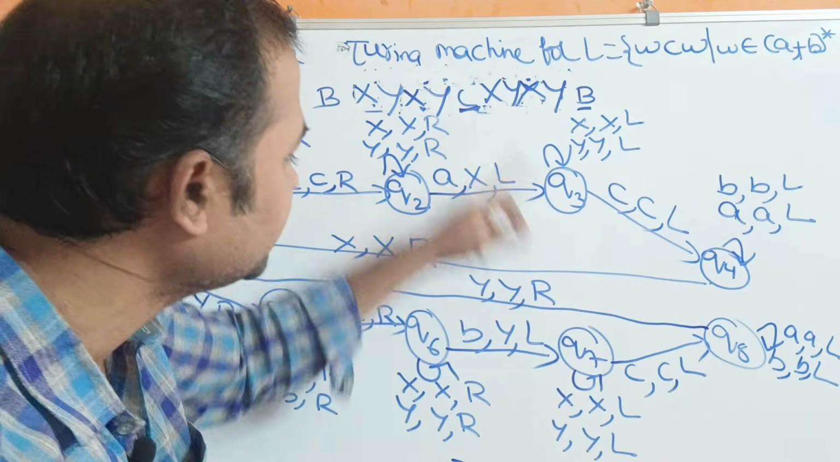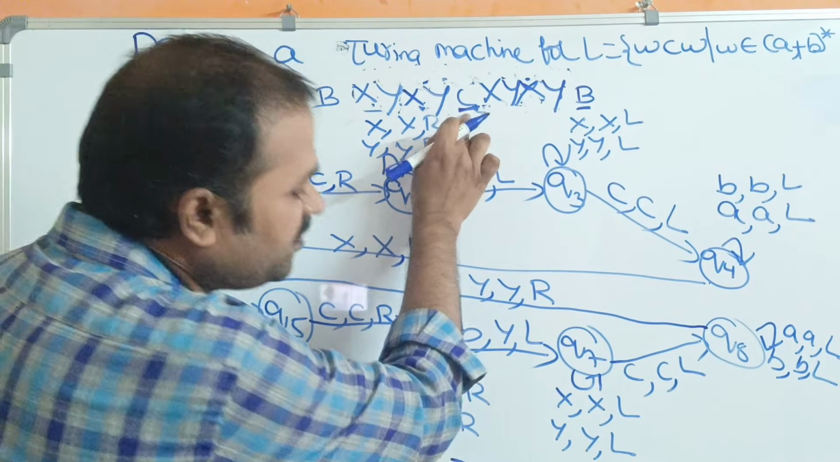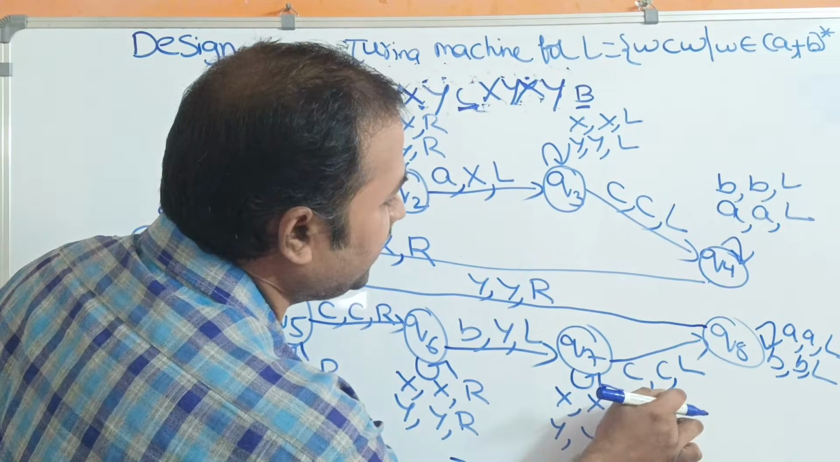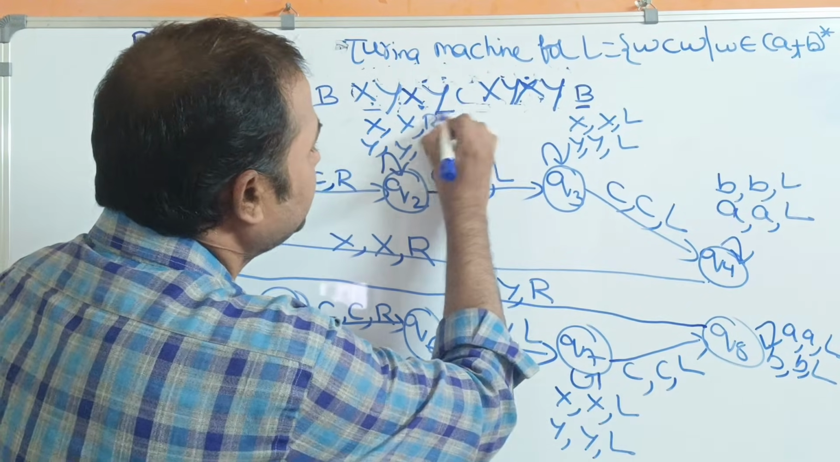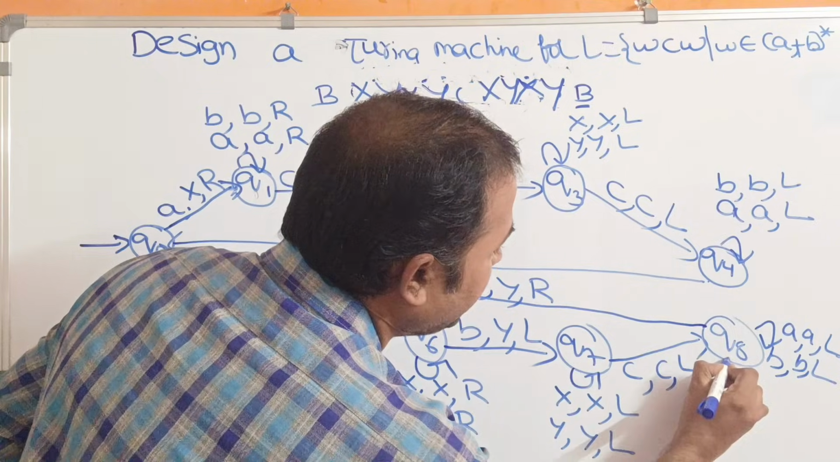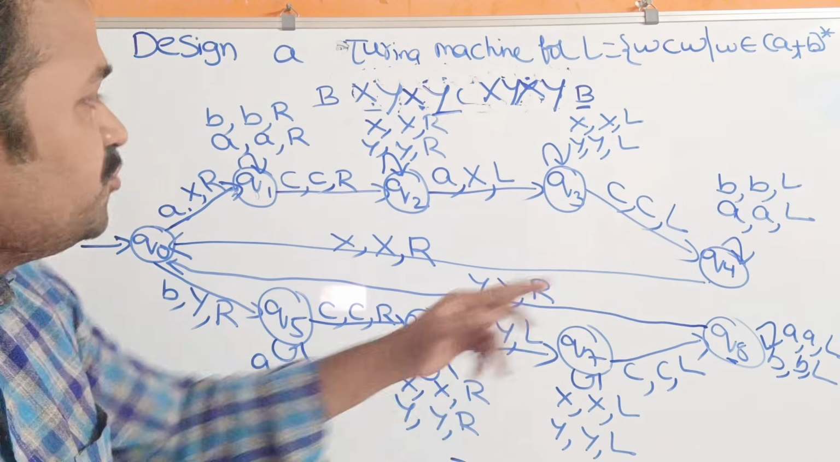So now we are at C. So C on Q7 means it will be C only, but move the head towards the left. Now we are at which state? Now we are at Q8 state.